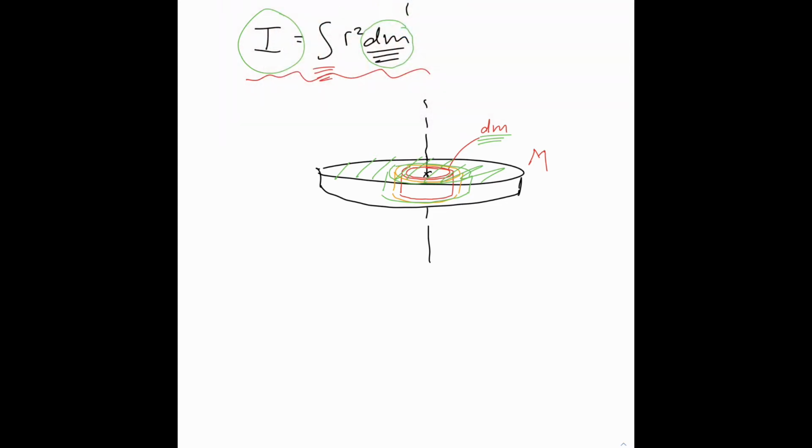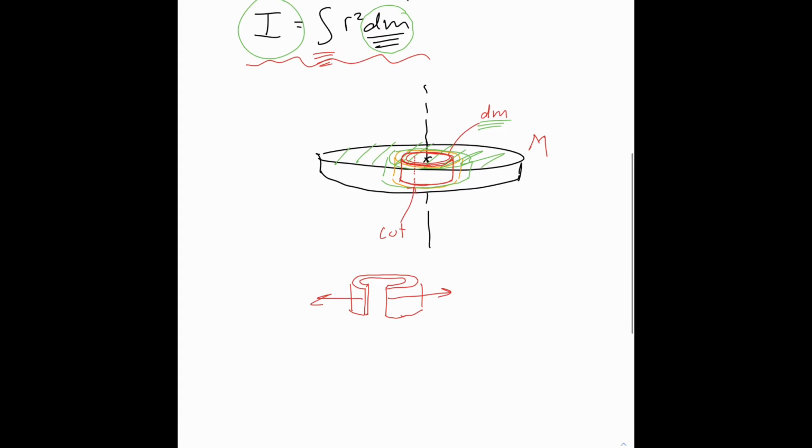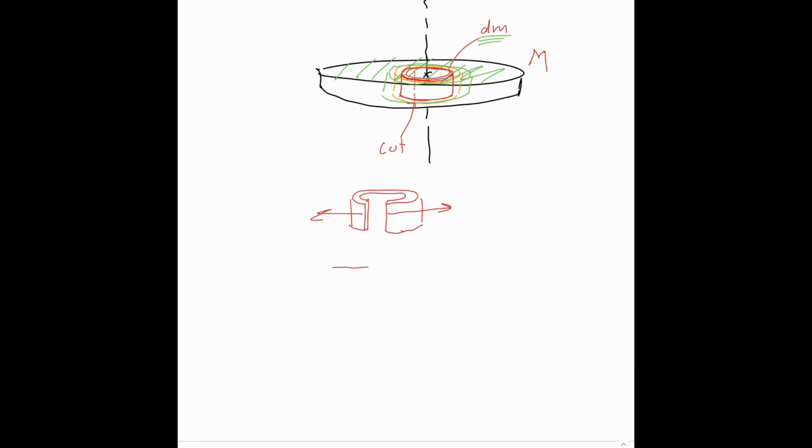I'm going to imagine, what if I took that red ring that I'm calling dm, and I'm going to make a dashed line, and imagine, what if I were to cut along that dashed line? Then I'd end up with a ring something like this. And then I can pull it out this way and pull it out this way and stretch it. Now if I were to do that, I would just be left with something like a thin sheet, right?